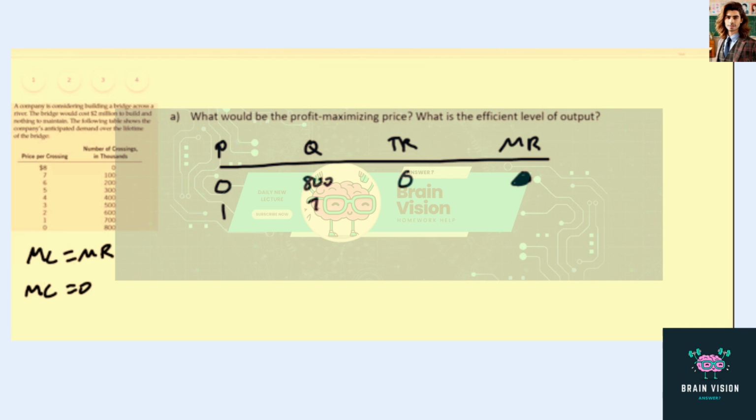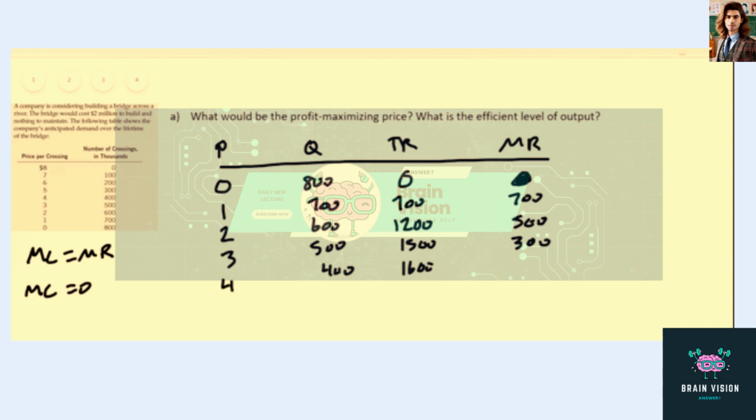At a price of 1, the quantity is 700, the total revenue is 700, and the marginal revenue is 700. At a price of 2, the quantity is 600 for total revenue of 1200 and a marginal revenue of 500. At 3, it's 500, 1500, and 300. 4 is 400, a total revenue of 1600 and a marginal revenue of 100. And then at 5, we have a quantity of 300, a total revenue of 1500 and a marginal revenue of minus 100. You should go and fill out the rest of the table, but it's not really relevant for the remainder of this question.